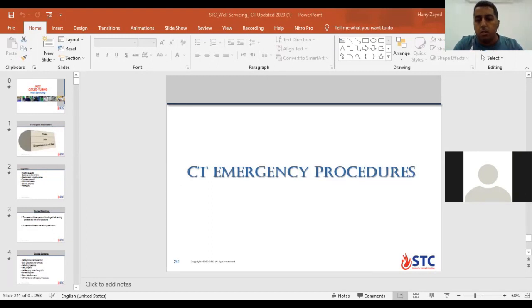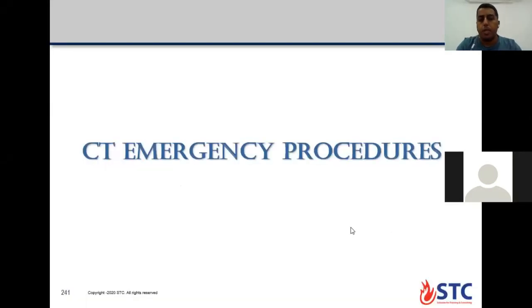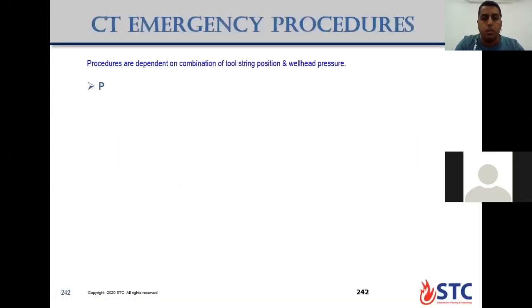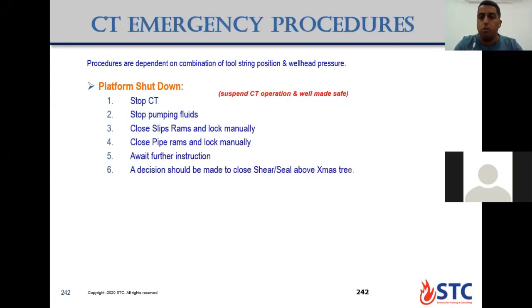Let's start with the first situation. First one is platform shutdown, or you are working in a rigless operation and there is an alarm for evacuation, or to release the location, or shut down the platform offshore. So what are the steps you need to do to secure the coiled tubing operation? Here you need to suspend coiled tubing operation and make the well safe.